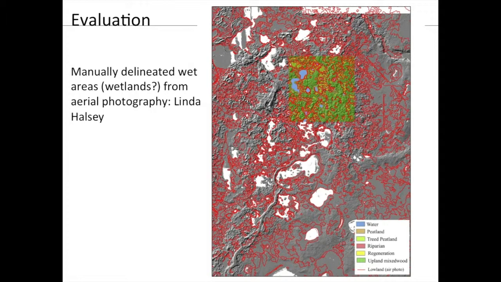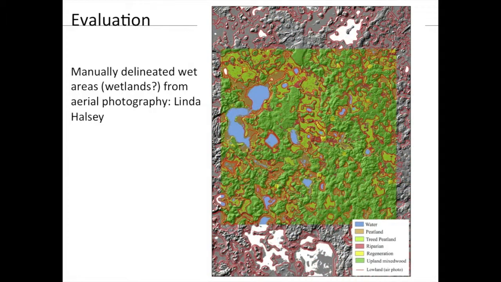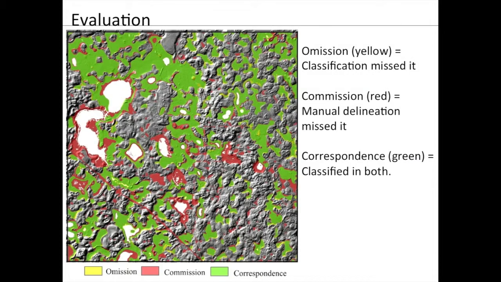So these are the manually delineated wetlands here in red, the red lines, and then anything that's light green, which is treed peatlands, light brown, which are peatlands, and some of the riparian areas tend to fit quite nicely within that manually delineated area. So when we look at the omission, commission, and correspondence of these areas spatially, correspondence is green, so this is where everything, both her classification and mine, match up perfectly.